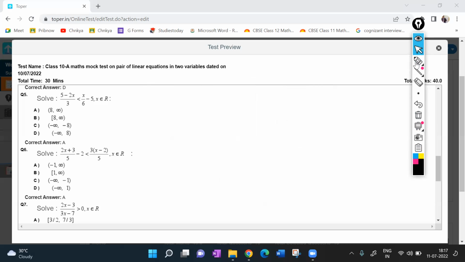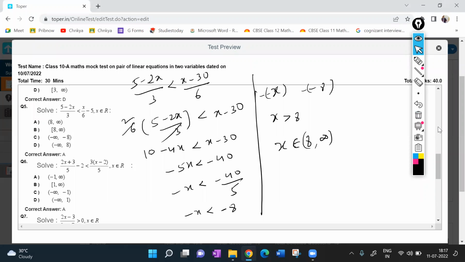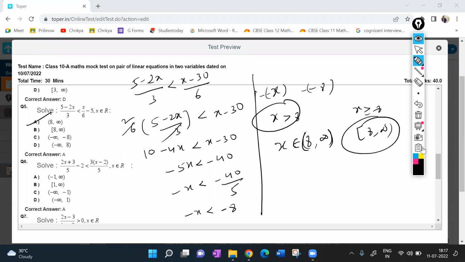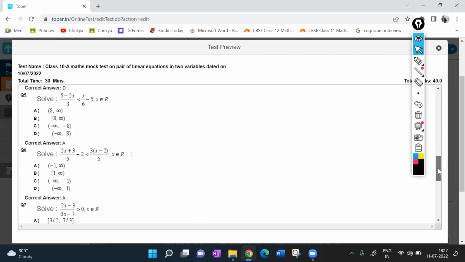Sir, but it should be B, I think so. Close bracket should be for 8, no, sir. It's an open bracket only, not close, because it's not equal to. My bad. Option A only is correct here, not including 8. But if it were something like this, we would have included 8 here, then it would have been correct. Okay, yes, sir, that's what it is.